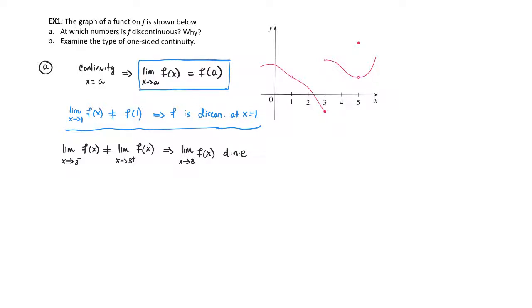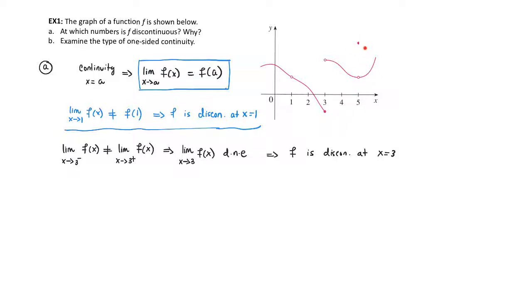And if the limit doesn't exist, then the function is discontinuous. So that implies that f, sadly, is discontinuous at x equals 3, because for continuity, I have to have both. The limit has to exist and the function has to be defined at a, and they have to be equal to each other. All right, let's go to 5.